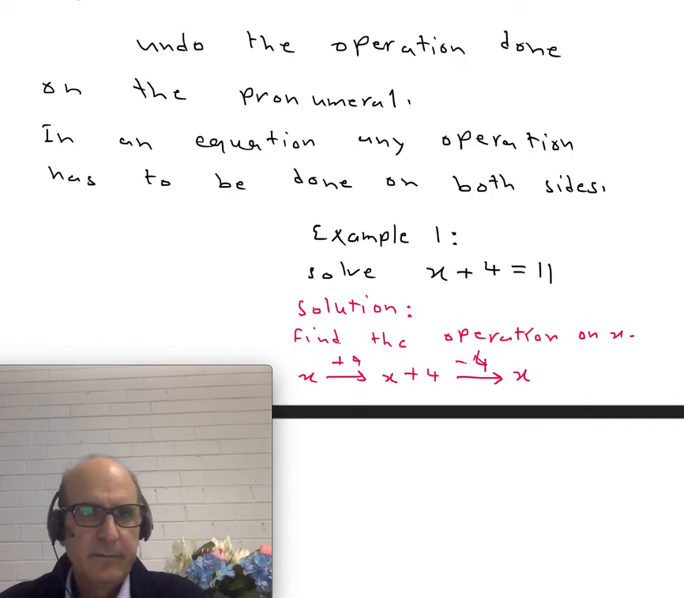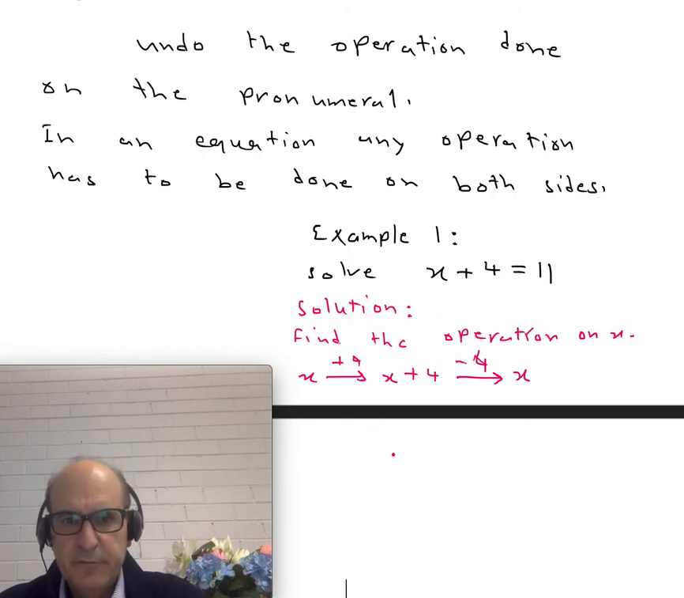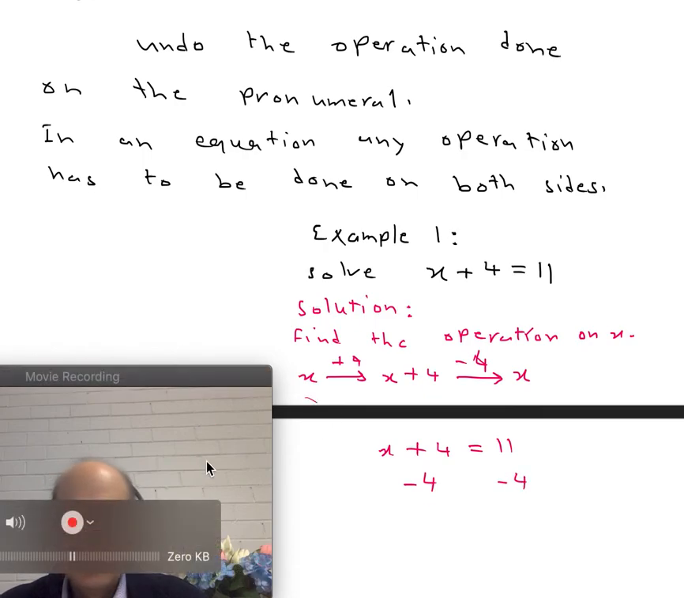So we had x plus 4 equal to 11. Now, I know that to get back to x, I need to subtract 4. So subtract 4. But if you're doing it to one side, you've got to do the same to the other side. That's what we're doing.